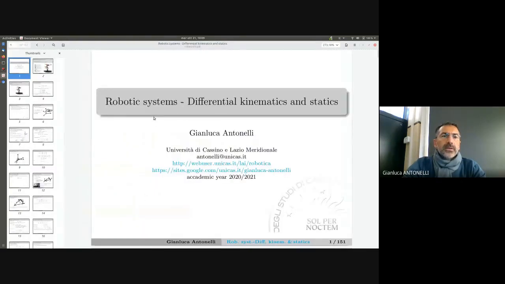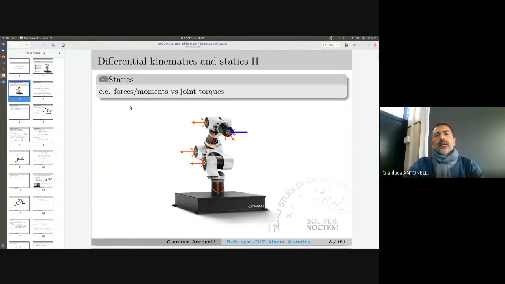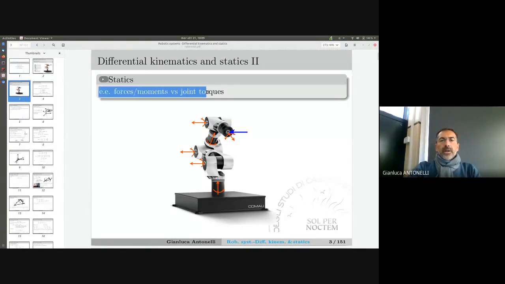Let us discuss about statics. Statics is here within the chapter of differential kinematics for a reason that will be clear in a few minutes, and it is related to the kinetostatic duality. We will discover this concept in a few minutes. Statics is the study of the relationship between the force moments at the end effector and the joint torques. Okay, let us see what we mean.